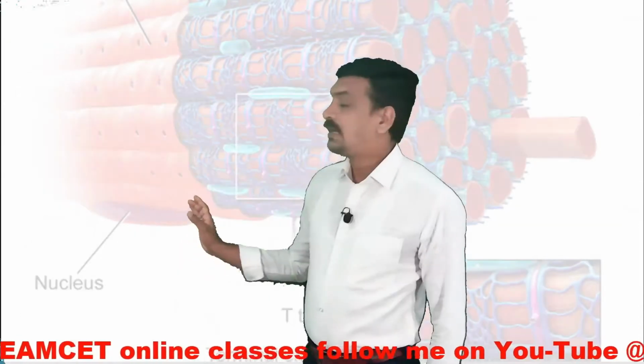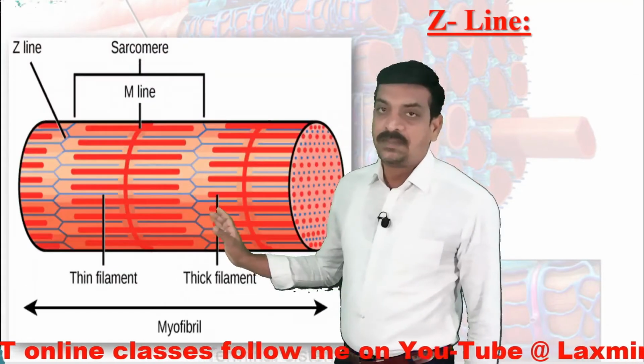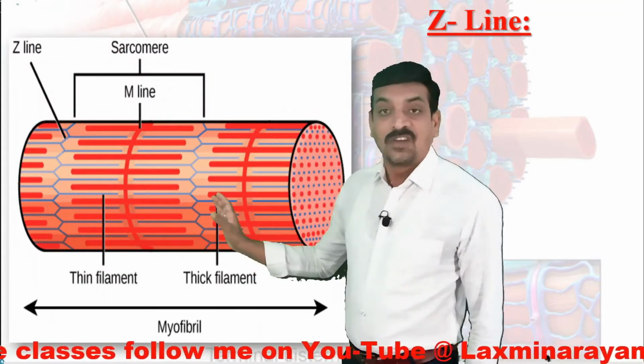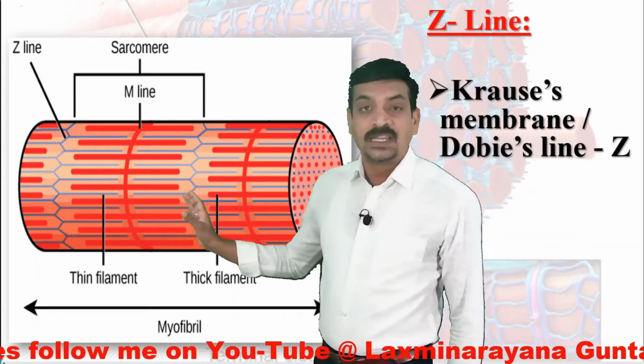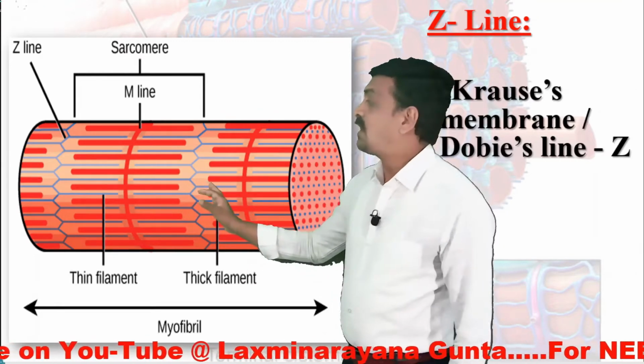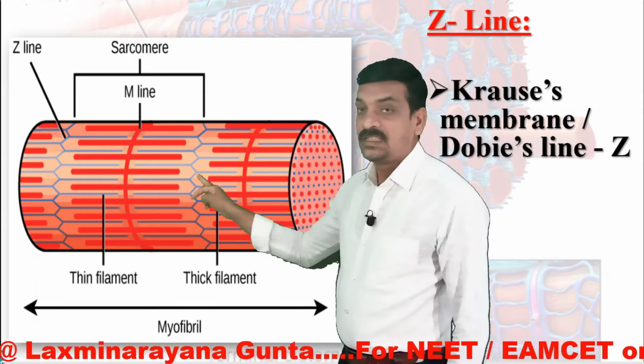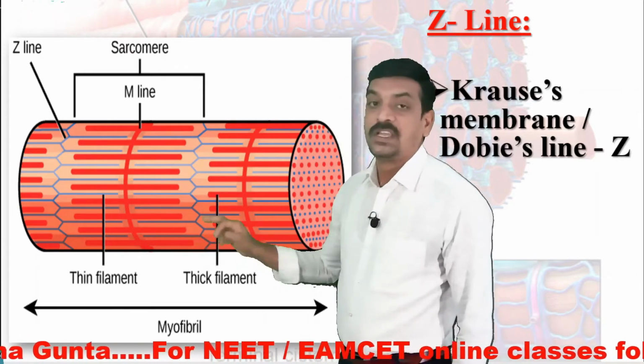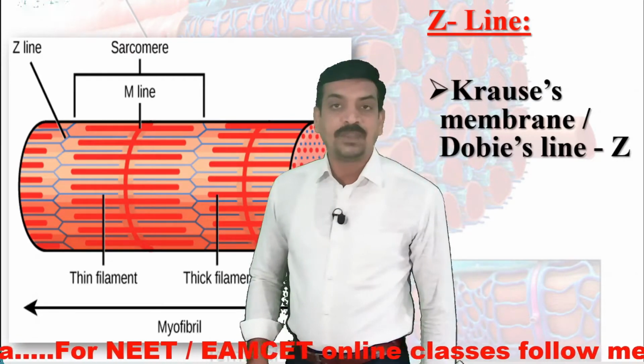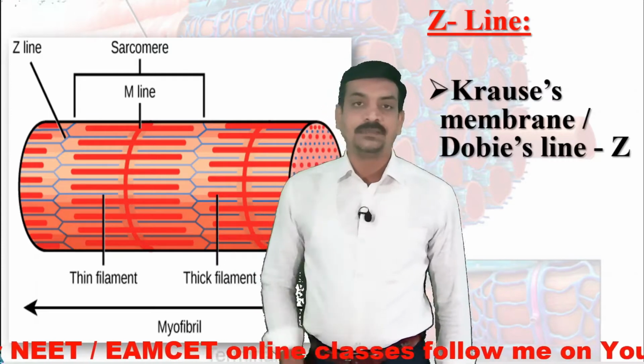Okay, and coming to the next one, that is the Z line. This Z line or Zwischenscheibe or Dobbie's line is called so because of its zigzag appearance. You can observe here clearly the zigzag appearance. Because of this zigzag appearance, it is called Z line.